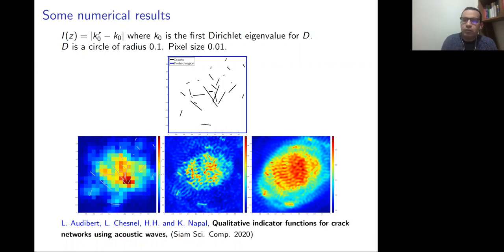What is important is the size of the disk you will need for your numerics. The size is determined by the range of frequencies you have, because the transmission eigenvalue should be in the range of the frequencies you have in your measurements. This is related to the size of the domain you should use, and this determines the resolution of your inversion method. And of course, here we do not need a smallness assumption for the cracks or any limiting or asymptotic regime.